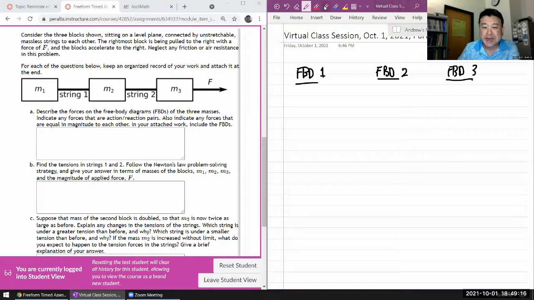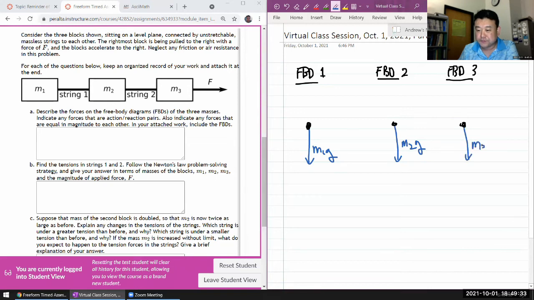All right, they don't say I can ignore it, so I better not. So for each of these masses, they will all have gravity pulling them down: M1g, M2g, and M3g. And they will all have normal force supporting them. And the net effect there is that nothing happens in the vertical direction. Because these are frictionless, neglect any friction, the normal force doesn't have any role. If there were friction, then it would play some role, but no, not here.